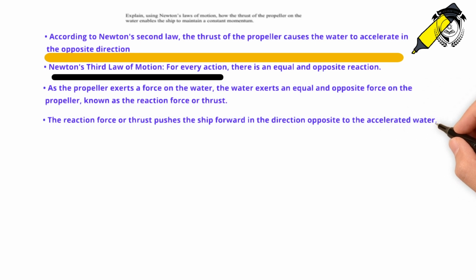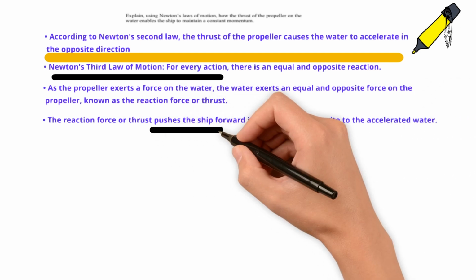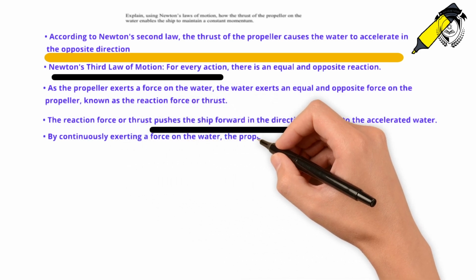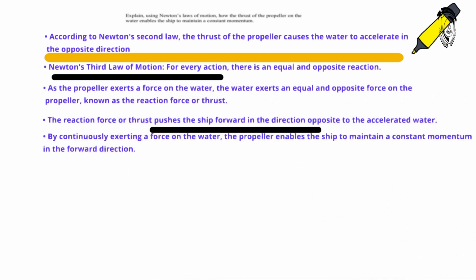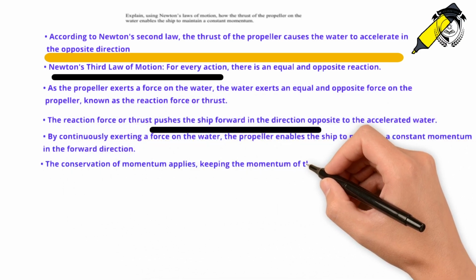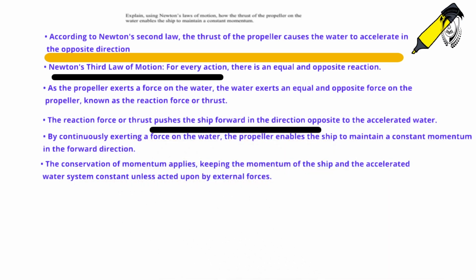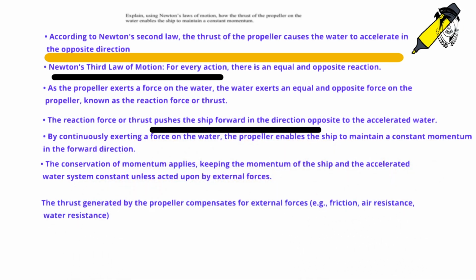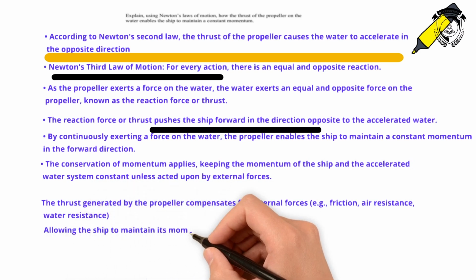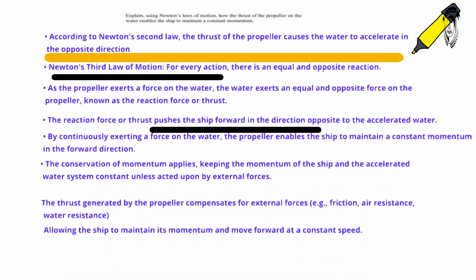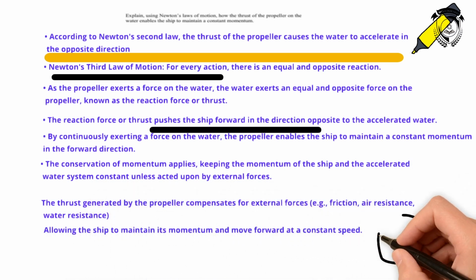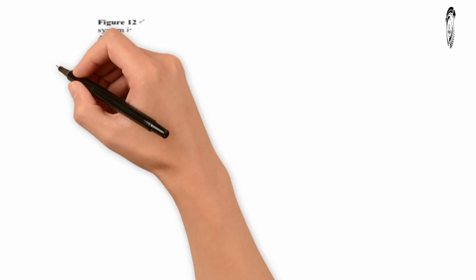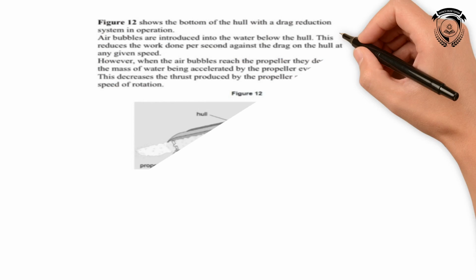In context of the conservation of momentum, the momentum of the ship and water system is constant until acted upon by external forces. So therefore, the thrust which is generated by the propeller compensates for the external forces. So it allows the ship to maintain its momentum and move forward at a constant speed. Figure 12, please have a look at this question.